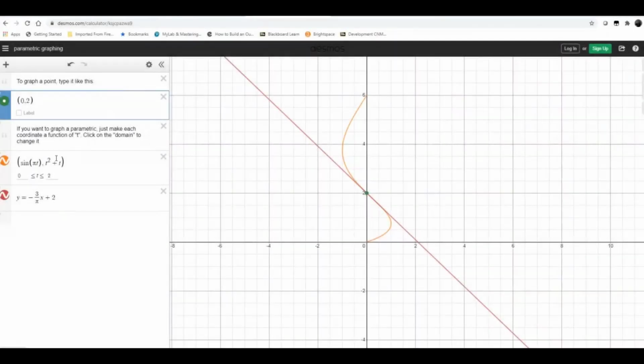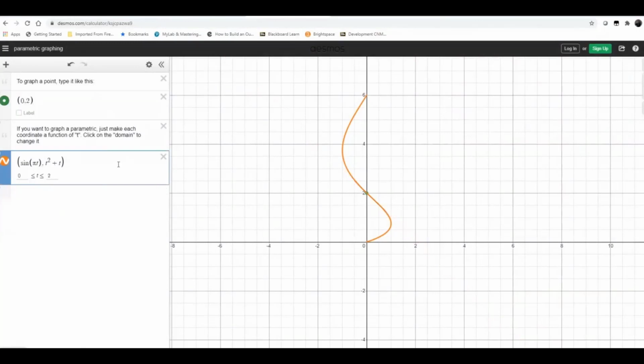Okay, so in this case, I want to change the x value to, let's just get rid of that line as well, we don't need that. Let's change the x value to t squared plus 1. Change the y value to e to the t minus 1.